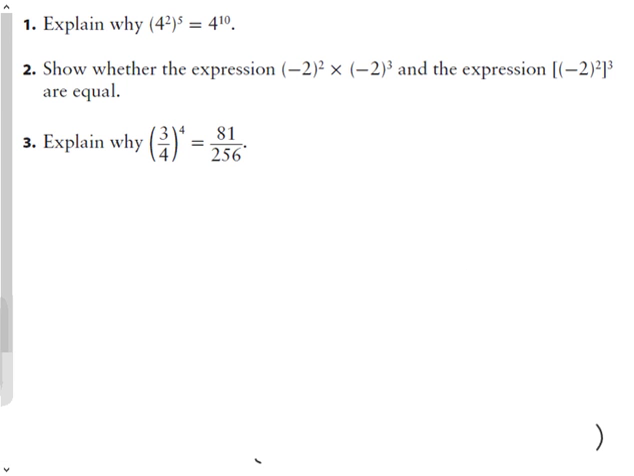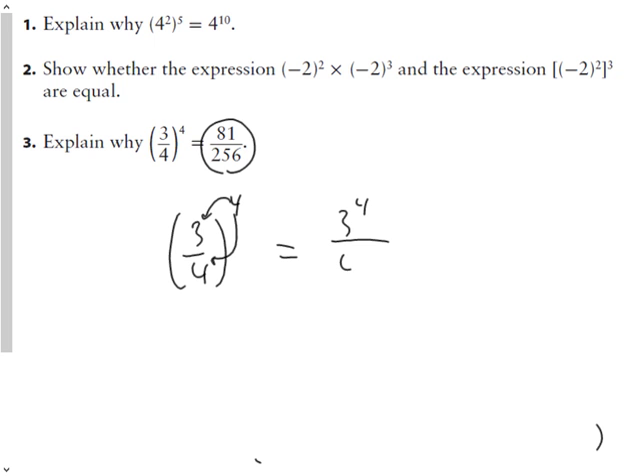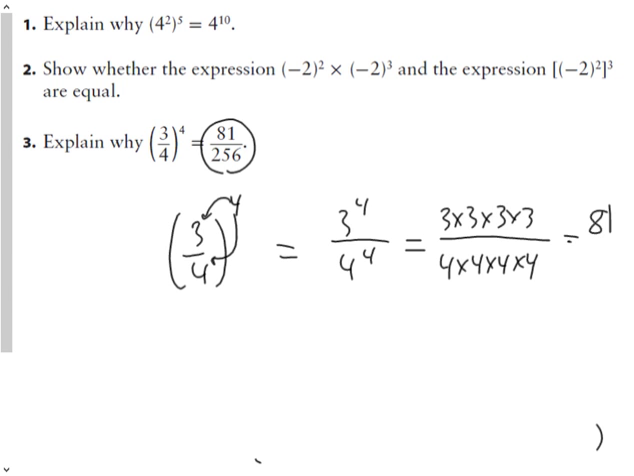And the last question, 3, it says explain why 3/4 when multiplied by itself 4 times, or to the power of 4, is equal to 81 over 256. 2 ways you can do it. You could apply the rule, which says when you have a fraction or a division statement to an exponent, you disperse the exponent to both the numerator and denominator. So that would be 3 to the 4 over 4 to the 4. 3 to the 4 in repeated multiplication is 3 times 3 times 3 times 3. 4 to the exponent of 4 is 4 times 4 times 4 times 4. 3 times 3 times 3 times 3 is 81. 4 times 4 times 4 times 4 is 256. So in standard form, we'd have that.